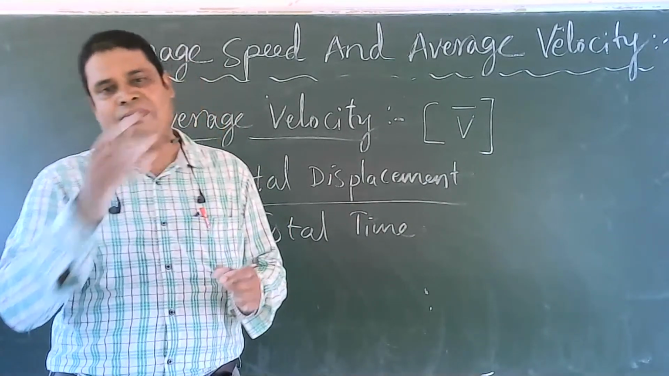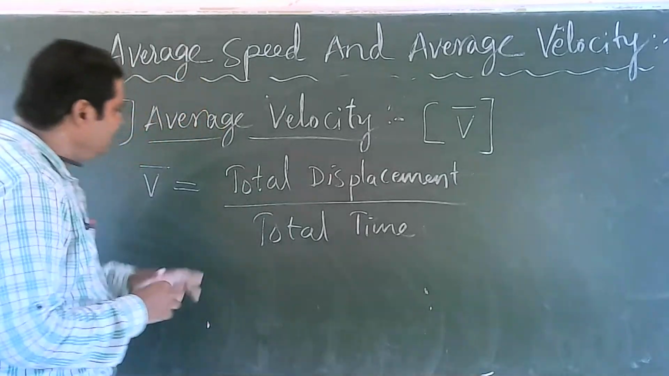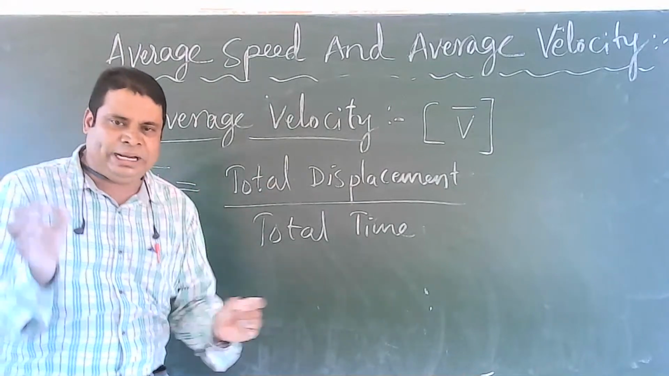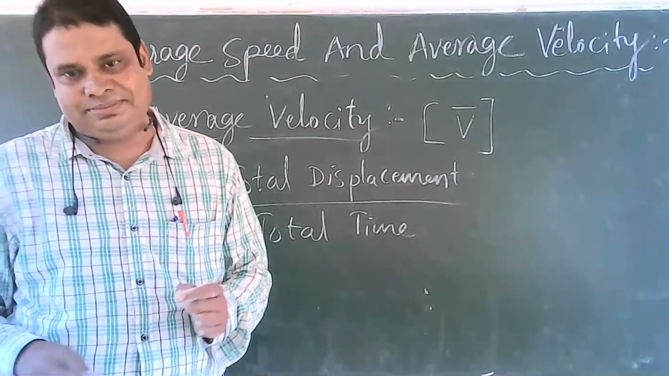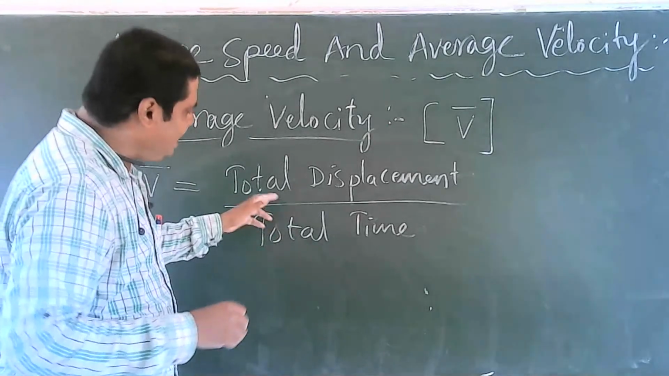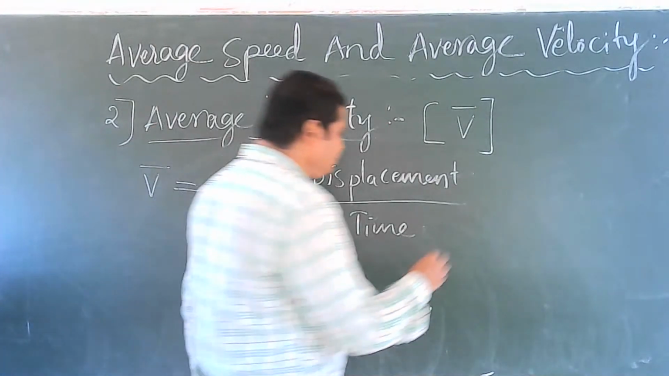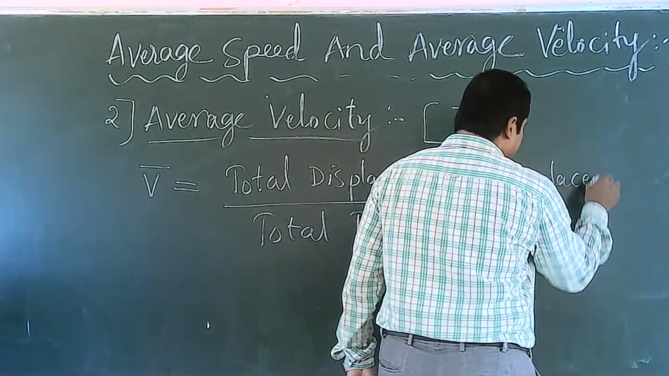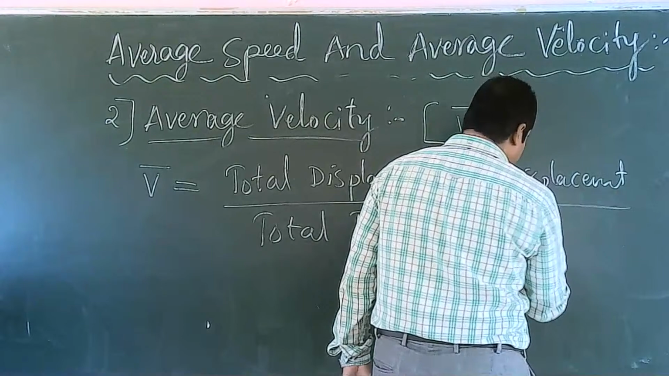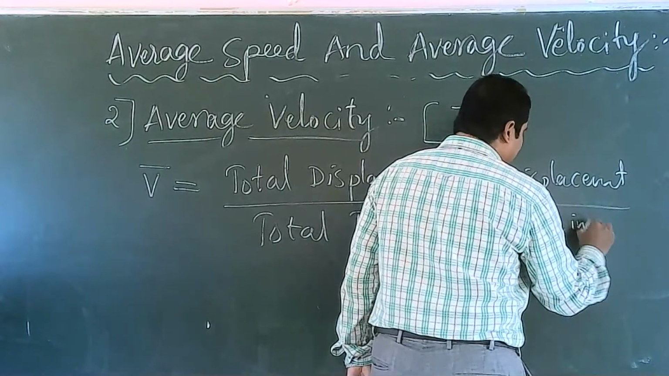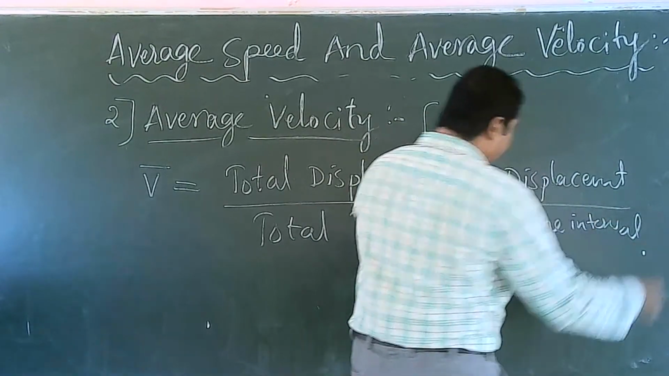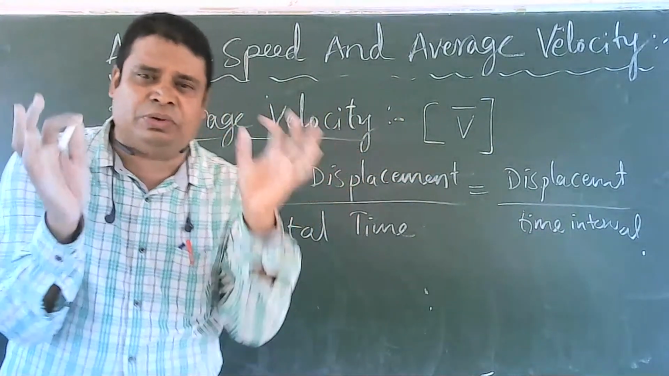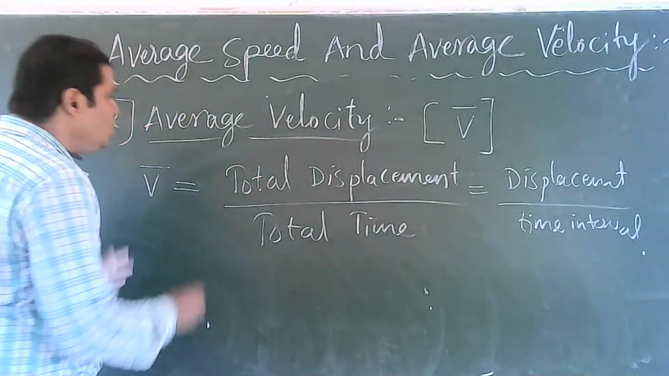It depends only on initial and final positions. This total displacement, whatever you may write, only depends on the initial position and the final position. We can write it simply as displacement divided by time interval. This also works well. Why? It depends on only two points, the initial position and the final position.